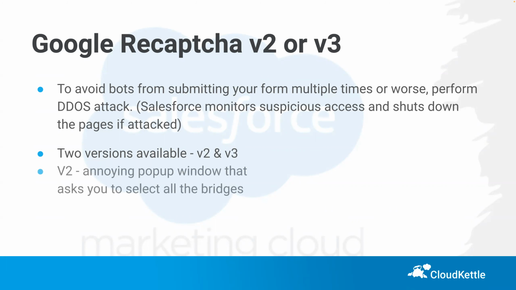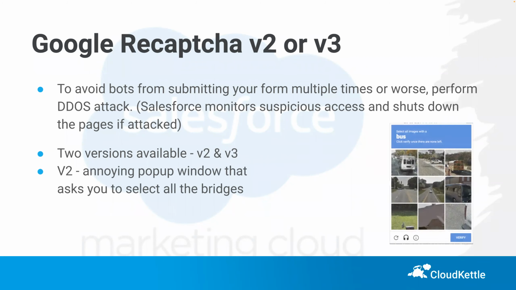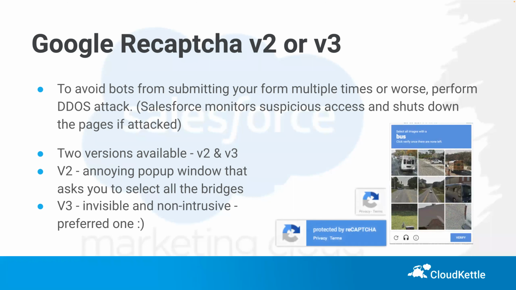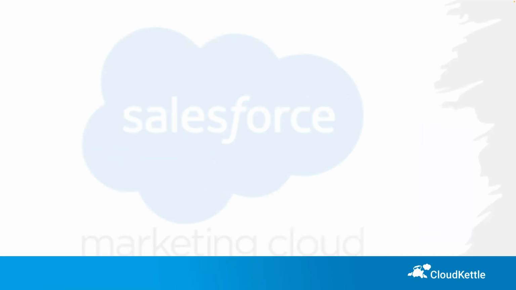Now there are two versions that are available. If you look at V2, you'd be easily able to identify it. You would have seen these annoying pop-ups in some browsers when you try to submit a form. It would show, hey, select all the bridges or all the roads that you have. That's Google reCAPTCHA V2, an older version. Now in V3, it's more of an invisible and non-intrusive one. You might see some websites that use this particular logo. It means that it uses Google reCAPTCHA V3. This is one way of securing your cloud page against DDoS attacks.